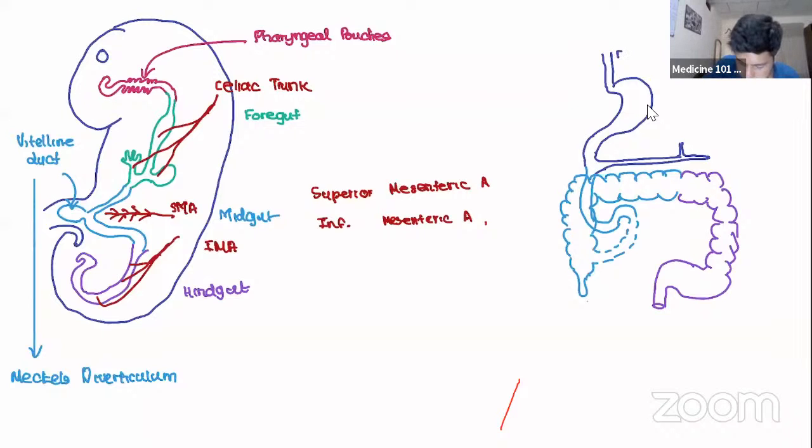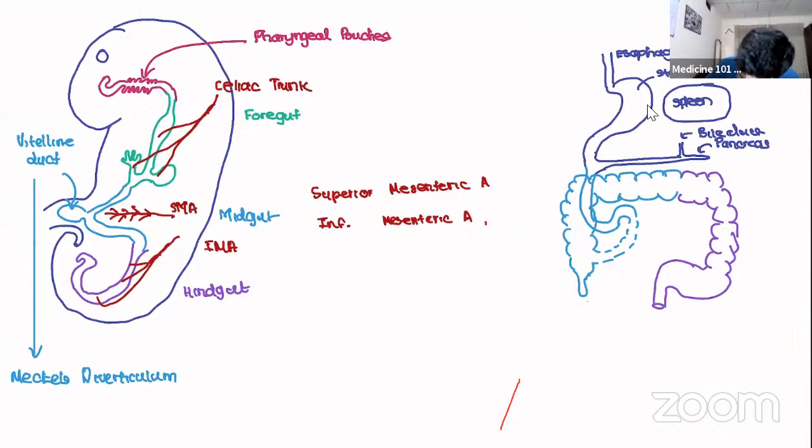So over here we have the esophagus. Then we have the stomach. And I'm going to add one more organ here. It's the spleen. And here we have the pancreas, the bile duct, etc. And this point is called the ampulla of Vater.